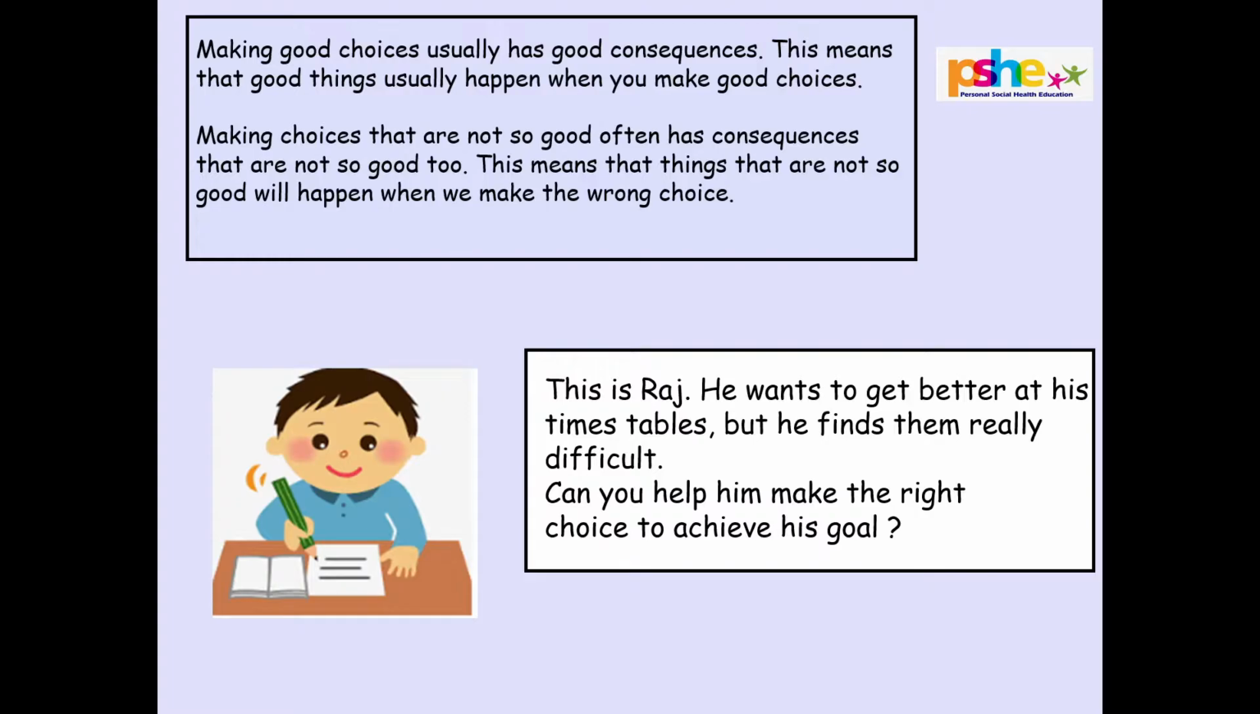So, to achieve your goals, you would have all made the right choice. If you had made the wrong choice, the consequence would have been that you wouldn't have been able to achieve your goals. Now, this is a picture of Raj. He wants to get better at his times tables, but he finds them really difficult. Can you help him make the right choice to achieve his goal?